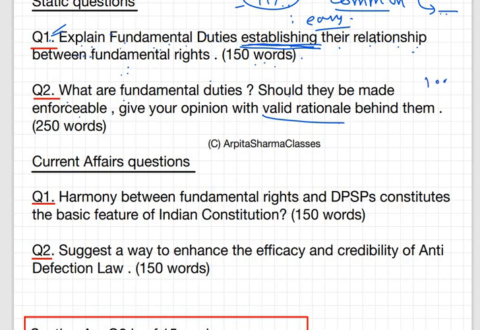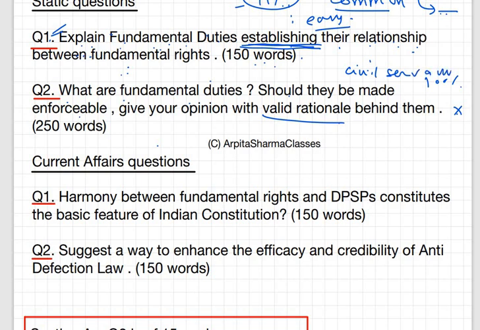Again, 100% of the students answered this question incorrectly. The question said, should they be made enforceable? Fundamental duties are not enforceable. They are not legally enforceable, right? आप उसको कोर्ट में जाके लीगली इन्फोर्स नहीं करा सकते. यू कैन नॉट अप्रोच द कोर्ट्स एंड इन्फोर्स देम लीगली. फंडामेंटल राइट्स आर लीगली इन्फोर्सेबल. You can approach the court if they are violated, but not fundamental duties. The examiner is asking you as a civil servant, you are preparing for civil services.